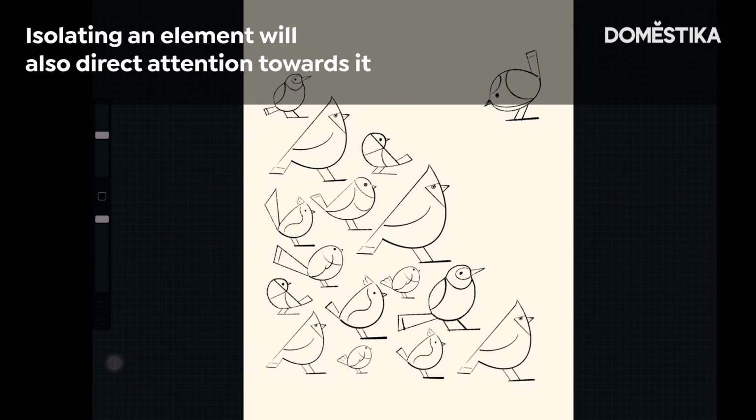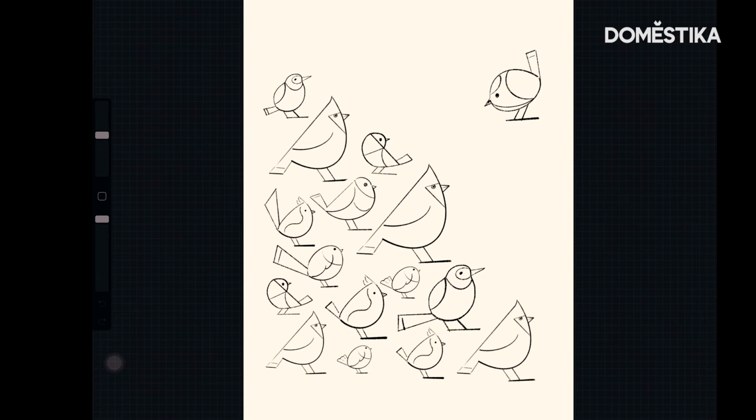Like in this illustration, you can see one of the birds separated of the group. And when you look at the picture, you can see that your eyes are drawn automatically to the small bird in the corner. Now that you have learned different ways to create focal points, let's talk about one of the most important principles of design, which is the rule of thirds.